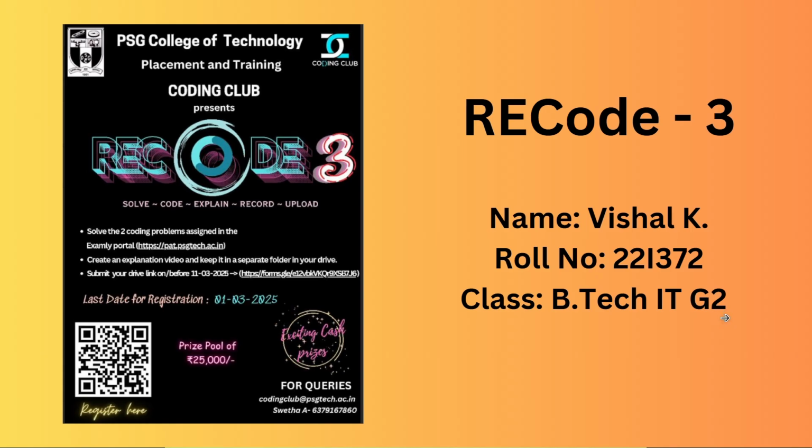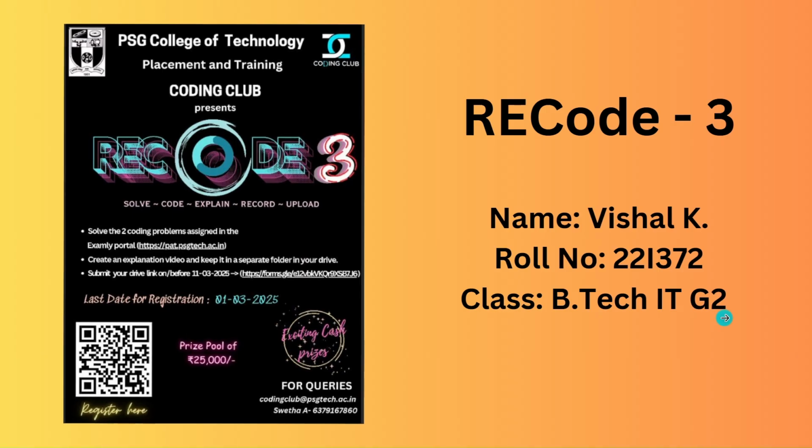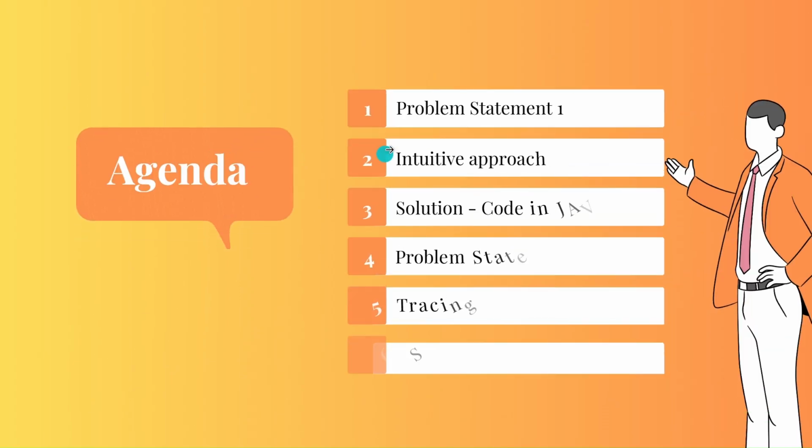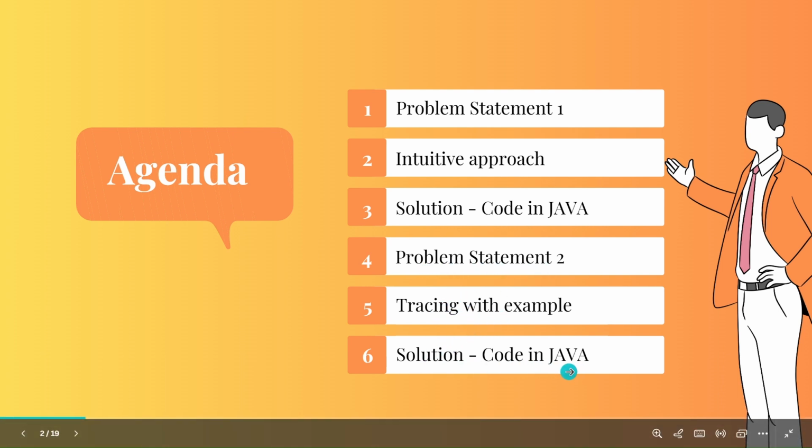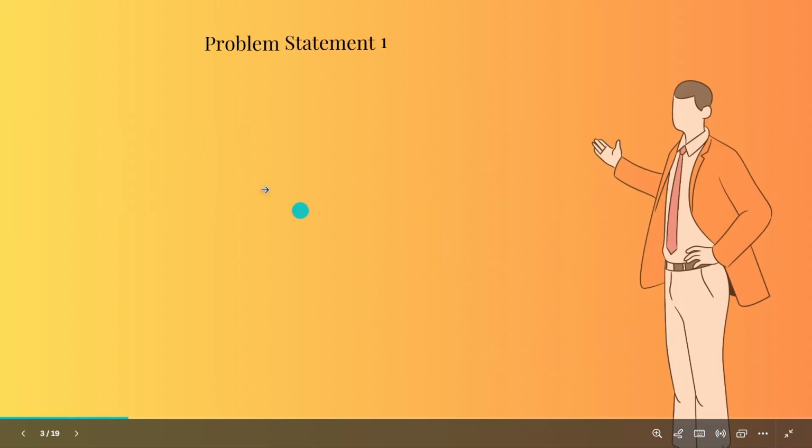The agenda of this video is we will be discussing two problems. The steps are: problem statement 1, the intuitive approach of that problem statement and the solution code in Java, and then the second problem statement and the tracing with an example and solution code in Java. So let us dive into problem statement 1.